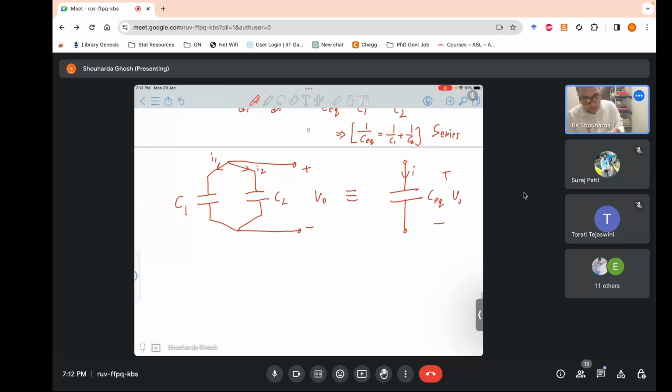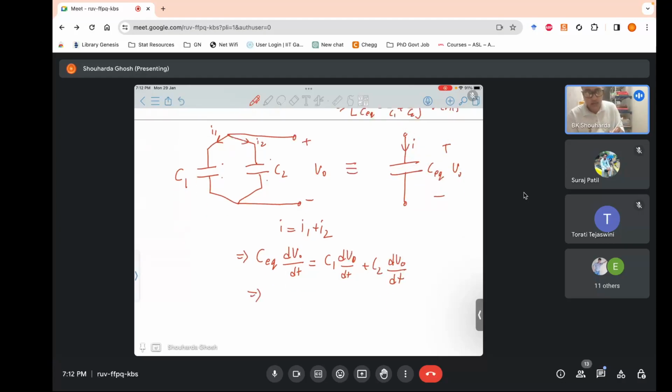So what will happen? I equals I1 plus I2. Fine. Now what is I? I is our C equivalent times dV0 upon dt. I1 is C1 times dV1 upon dt, because it's the same voltage across this. I2 is C2 times dV0 upon dt. Since the voltages are the same, we cancel out the dVs and I get C equivalent is C1 plus C2.